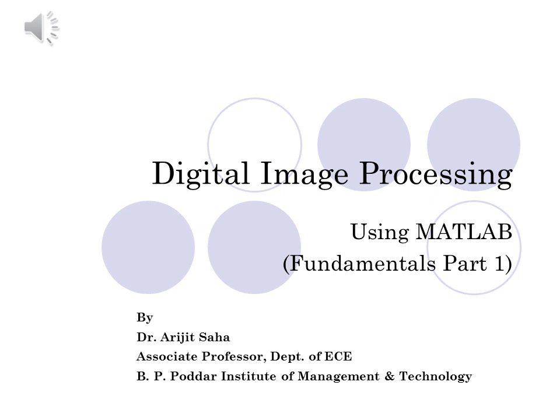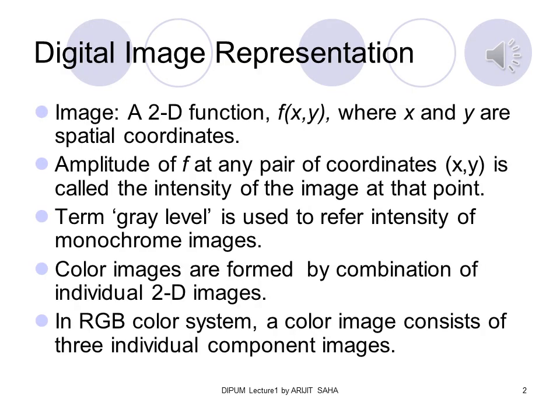Today, I will discuss the fundamentals of digital image processing using MATLAB. First of all, we have to know what an image is. An image is basically a two-dimensional function f(x, y), where x and y are spatial coordinates. The amplitude of the function at any pair of coordinates is the intensity of the image at that point.